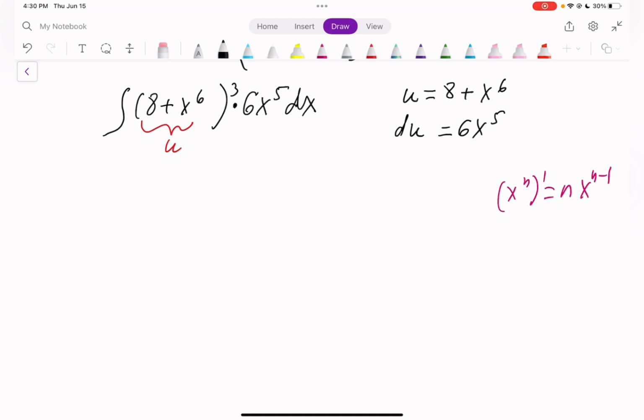So from here, I'm going to write down the integral. If my u is 8 plus x to the 6, then here we have degree 3, so I'm going to write down u to the power 3, okay? And see what I am getting here. Oh, I forgot dx here, because we don't know how much x is, so we are taking the derivative with dx. Now, if you see here, interesting, 6x to the power 5 dx is getting du. So I'm getting the integral of u cubed du.